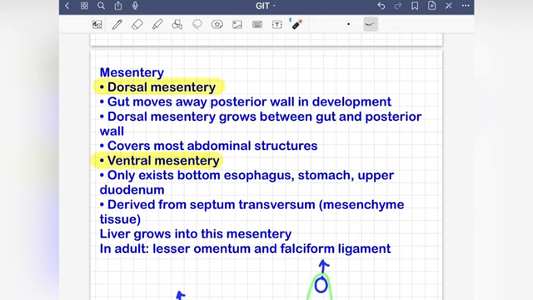Most of the connective tissue structures in the abdomen come from the dorsal mesentery. The reason for this is because the gut moves away from the posterior wall in development, and the dorsal mesentery grows between the gut and the posterior wall, so that most of the structures are covered by this mesentery.